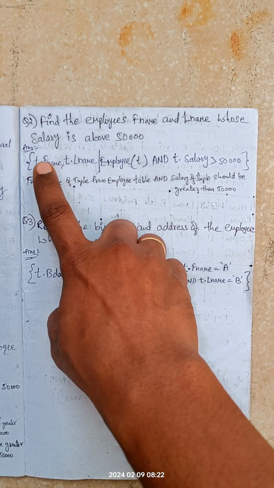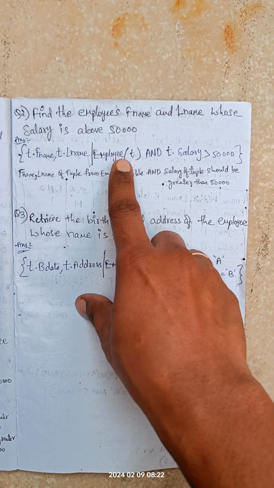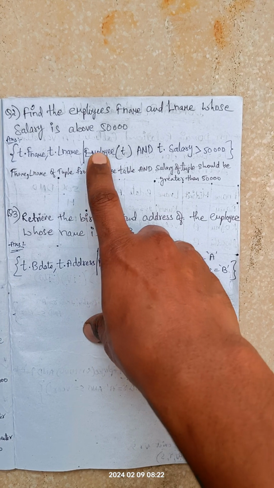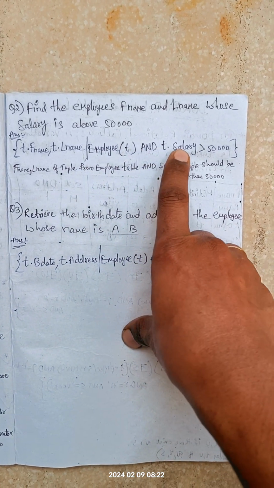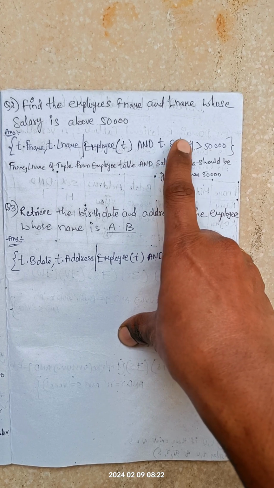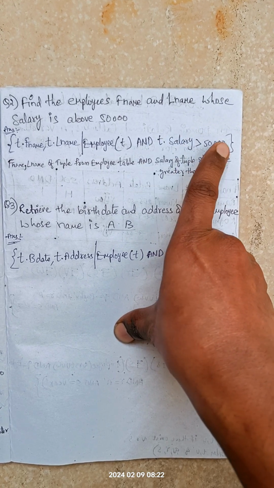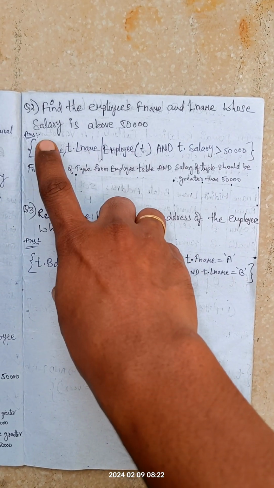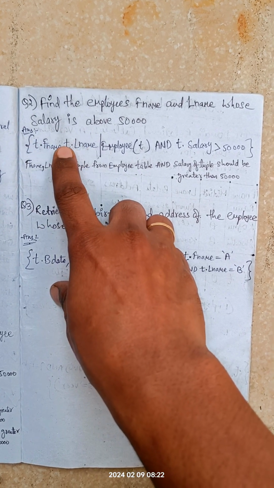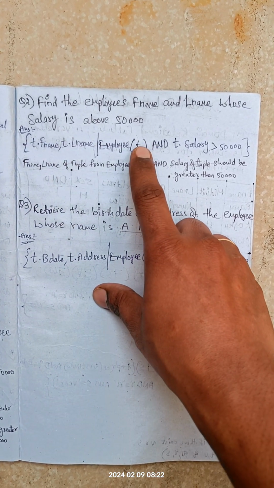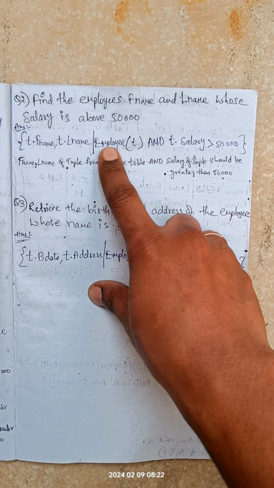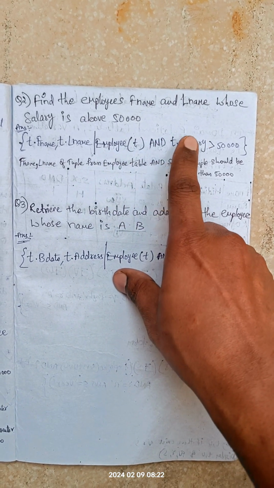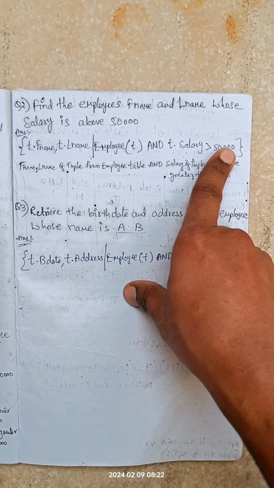We want first name from the tuple, but from which tuple? From the employees table, tuple of employee table, and t dot salary greater than 50,000, the salary of the tuple should be greater than 50,000. Okay. First name of the tuple, comma, last name of the tuple, such that tuple of employee table, and salary of the tuple should be greater than 50,000.